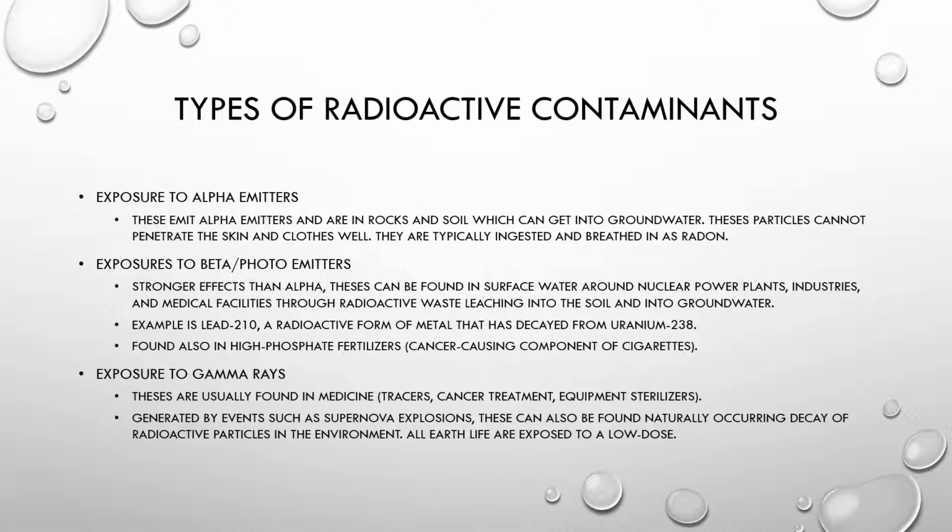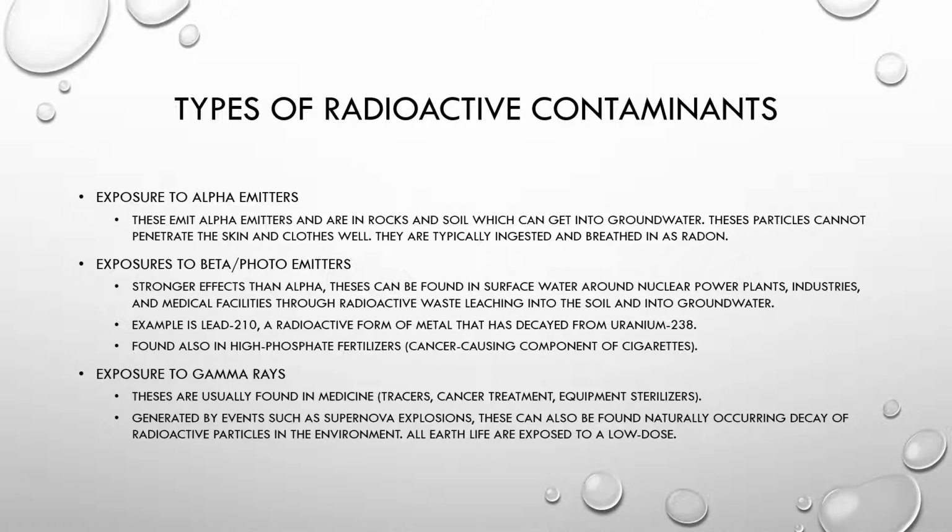The next are beta emitters. These can be found in surface water around nuclear plants, industries, and medical facilities that use nuclear medicine, and if they're not disposing of this radioactive waste correctly, it gets into the soil and then eventually into the groundwater. An example is lead 210, which is a radioactive form of metal that has decayed from uranium 238. Beta emitters can also be found in high phosphate fertilizers, which is a cancer-causing component of cigarettes.